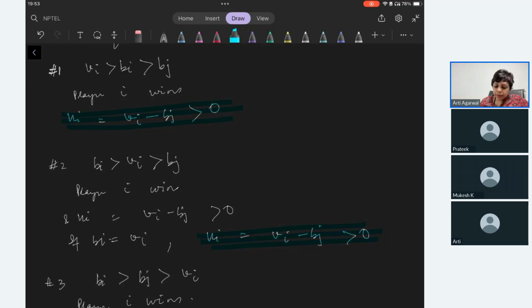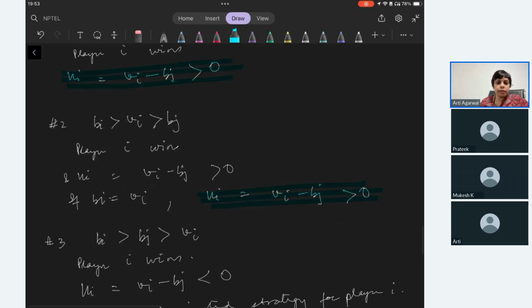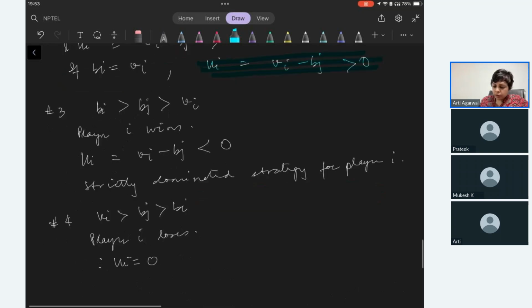So in this case, am I clear? Is this logic making sense? If you want, you can also draw a diagram. Just quickly draw the diagram.